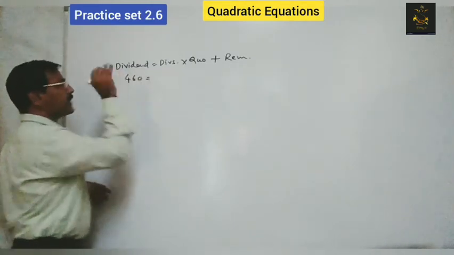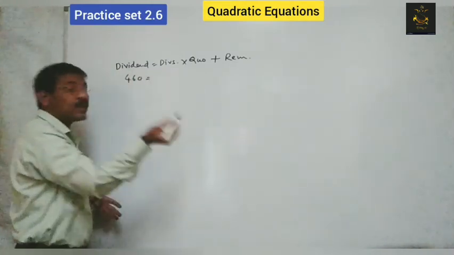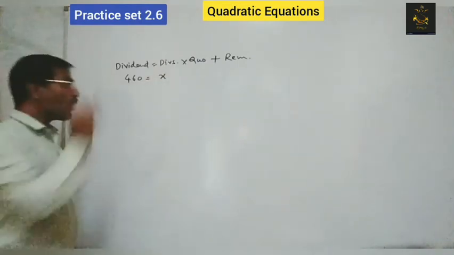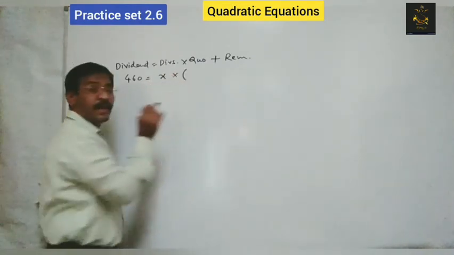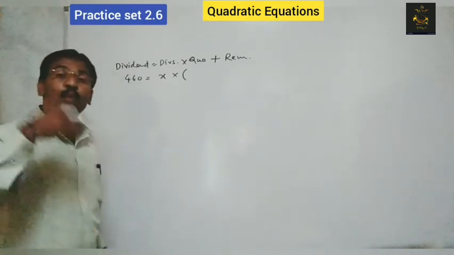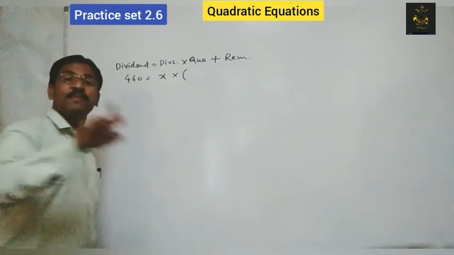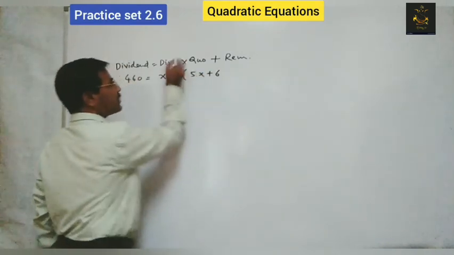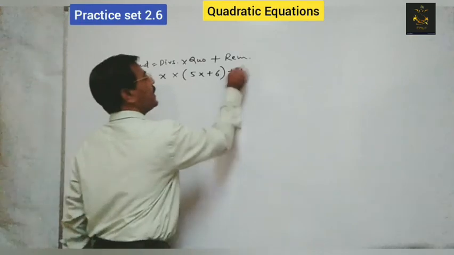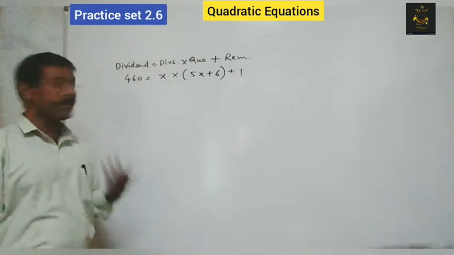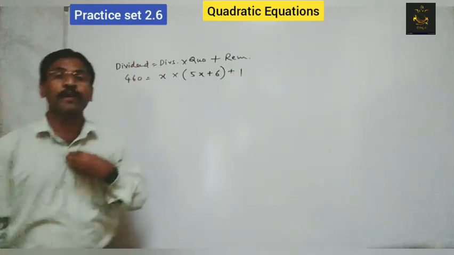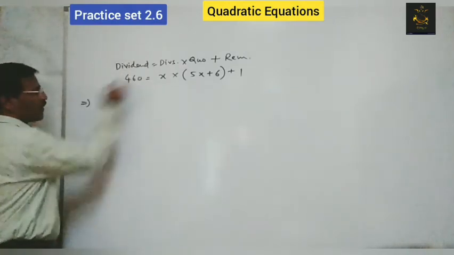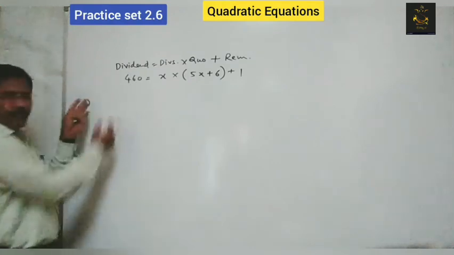Here, 460 is divided by a natural number. Means maybe it is like here, suppose the divisor is x. Now the quotient will come here. What is that? 6 more than 5 times the divisor. 6 more than 5 times the divisor, then the remainder is 1. Like this. So that means the divisor we are going to suppose as x here. Okay, see that. This is only for our information. We will start from this area.